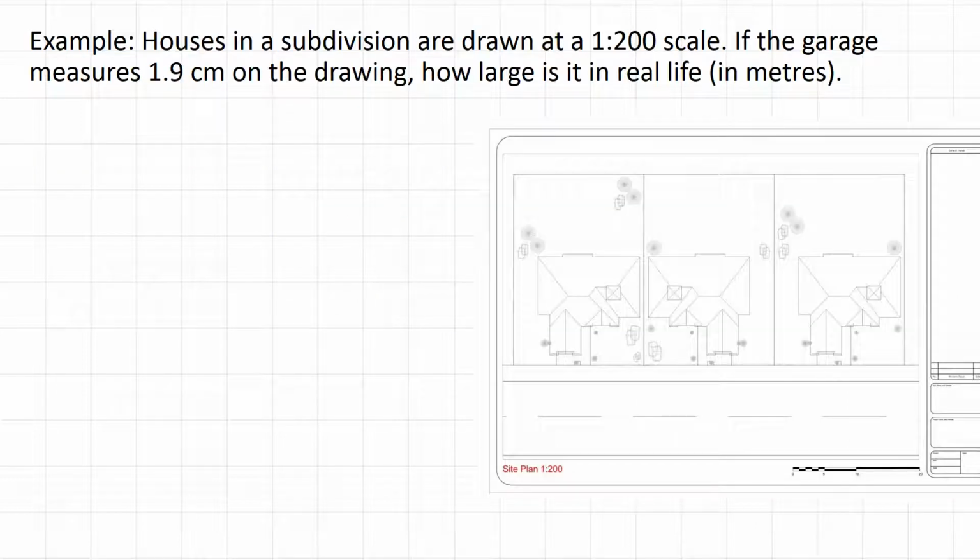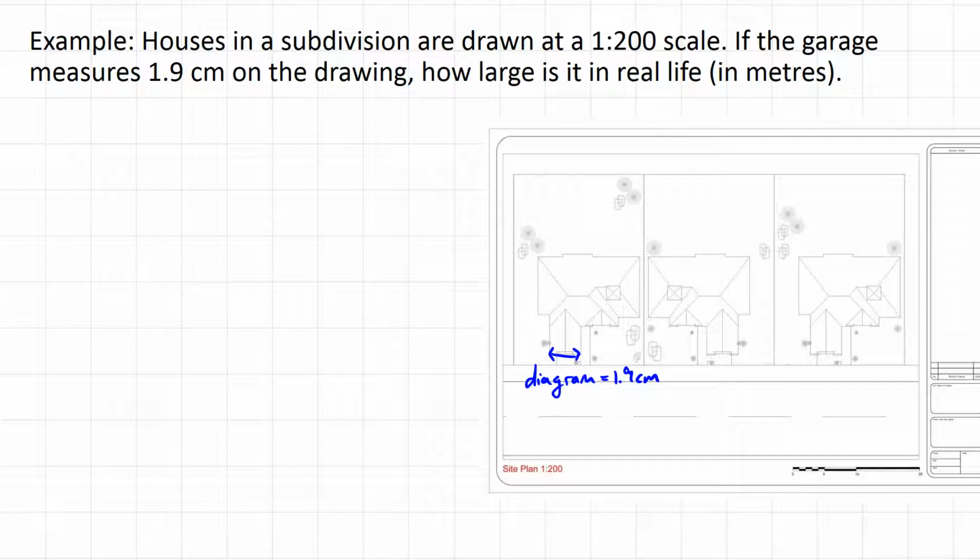So for example, houses in a subdivision are drawn at a 1 to 200 scale. If the garage measures 1.9 centimeters on the drawing, how large is it in real life? So here we're told that this distance on the diagram or drawing, I'm going to use diagram so that we're using the same language each time, is equal to 1.9 centimeters. We want to know how large this is in real life.